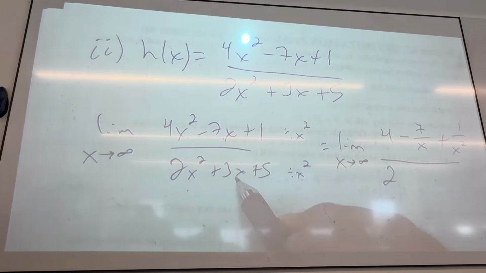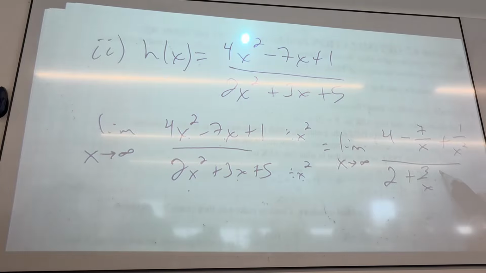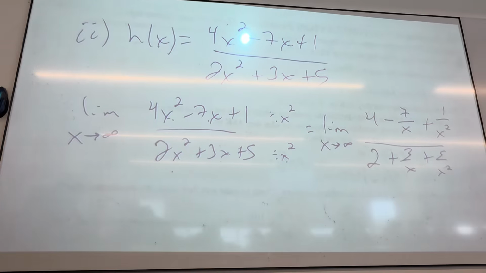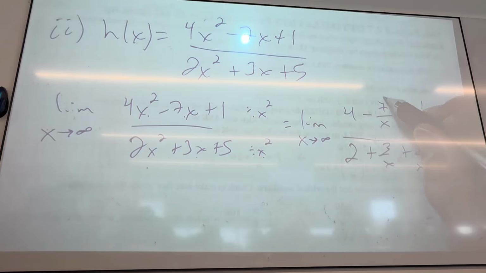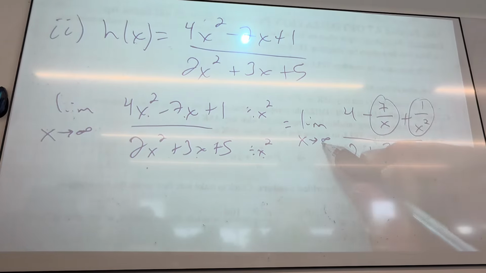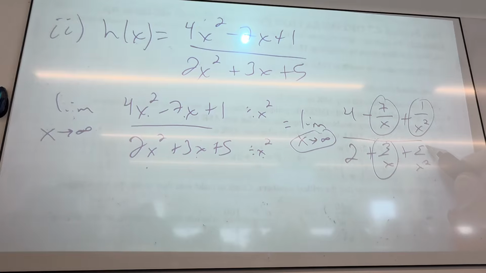What's 3x divided by x squared? 3 over x. 5 divided by x squared is exactly what I just said. What happens to each of these when I let x get really big?